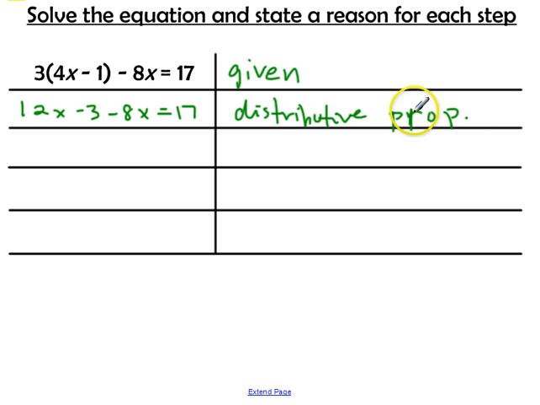So the distributive property lets us take this equation and then turn it into this and know that it's still the same. Now, your next step would be to take 12x and combine it with negative 8x to give us 4x. That step in combining like terms is actually simplifying.